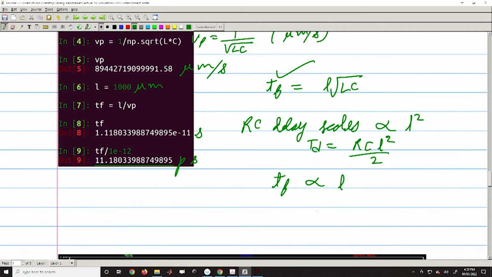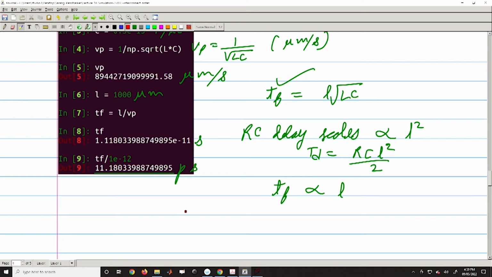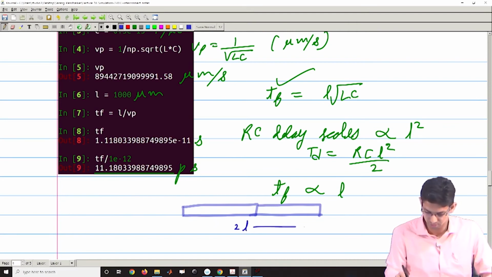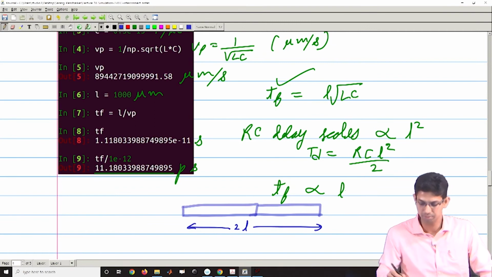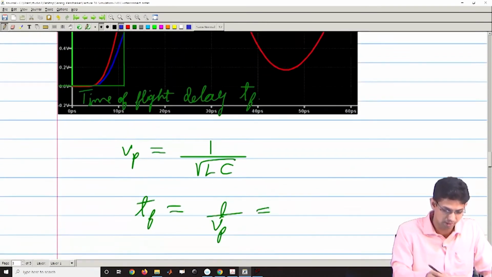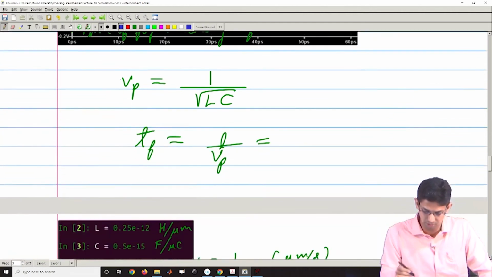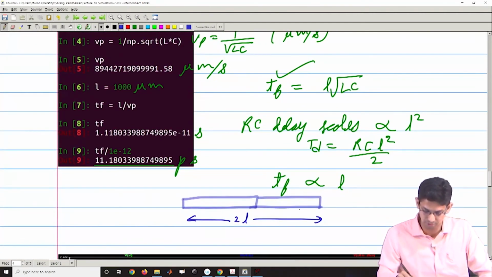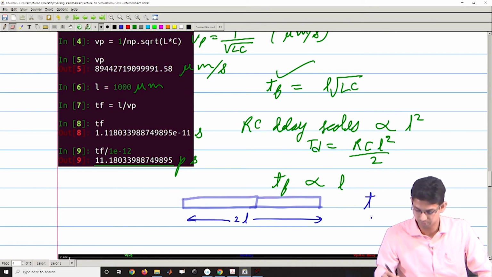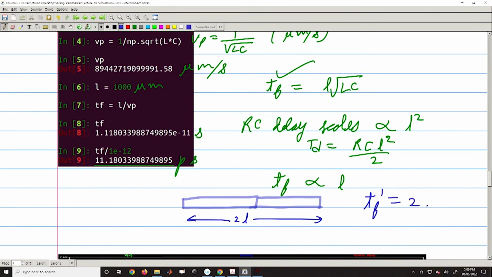So if I make my interconnect length twice, earlier I had L, but now I just extend it to 2L. In that case, if this lag is indeed because of the time of flight phenomenon, then this should also double. So my Tf prime should be twice of my Tf. So let's check that.